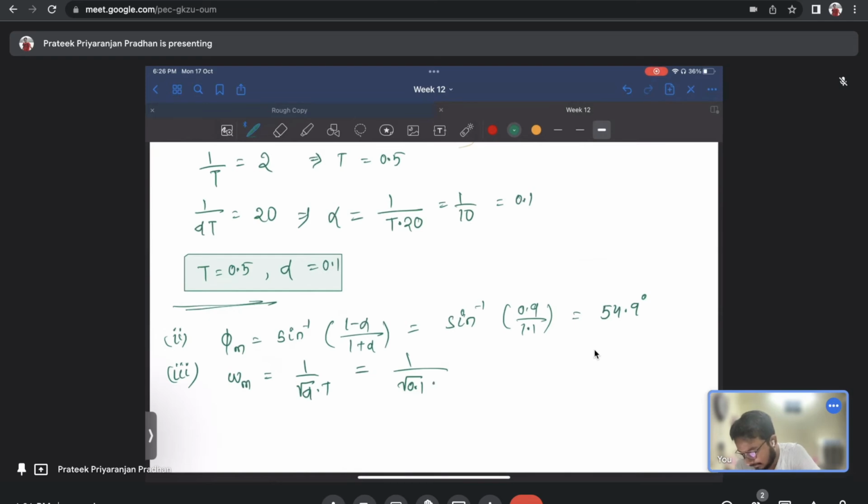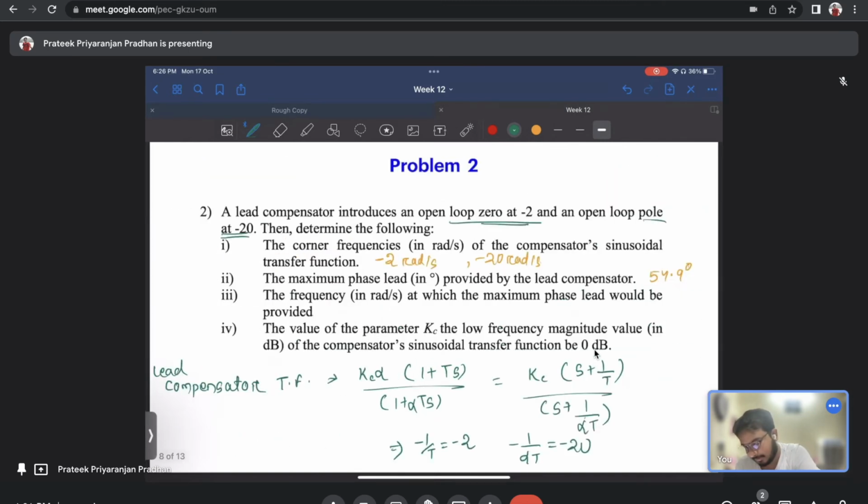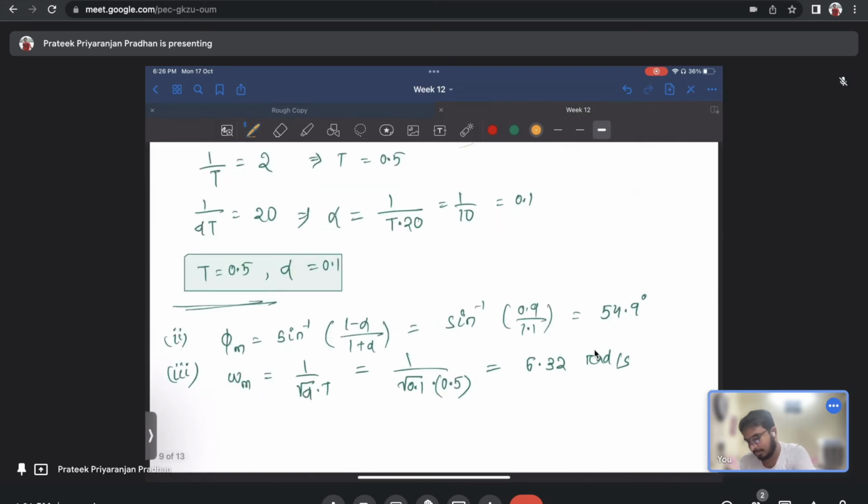T is 0.5. So this turns out to be 6.32. What's the unit? Yes, correct, radian per second. So it's 6.32 radian per second.